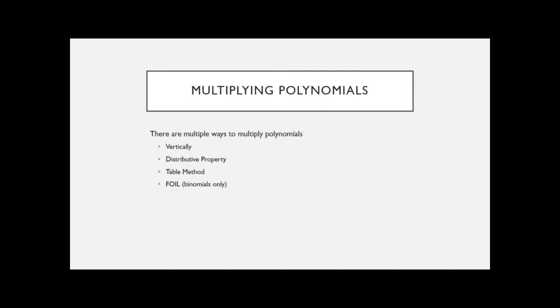If I can get my slide to move forward. All right, so let's move on to multiplying these things. There are multiple ways to multiply. There are essentially four different methods. And our textbook does not teach every single one of these methods. So we've got a vertical method, and the vertical method is very similar to how you multiply by hand.